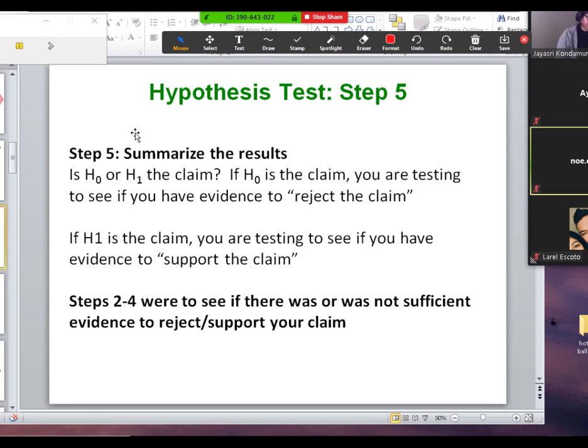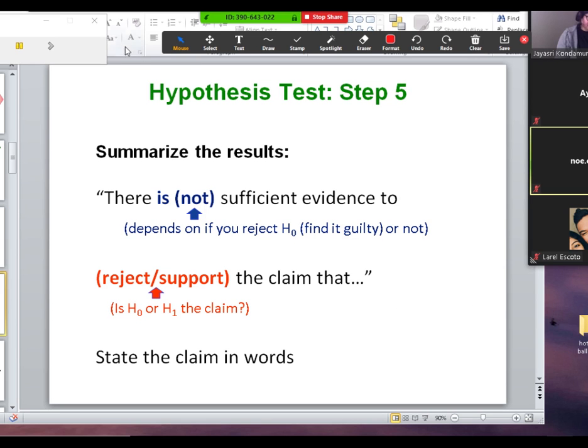And then step 5 would be summarizing the results. So, again, like we said, if H0's your claim, then you're going to reject your claim. If H1's your claim, you're going to support your claim. Steps 2 through 4 were all about seeing if there was or was not sufficient evidence. It's all about finding evidence to reject or support your claim. So this is how it works. Everything in black, just focus on this part for step 5, stays the same. That never varies. There is blank evidence to blank the claim, whatever the claim is.